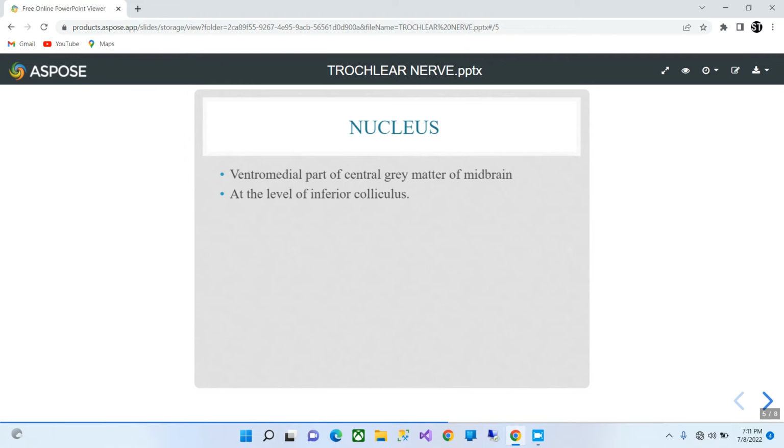Next we see about the location of nucleus. Here the trochlear nucleus is situated in the midbrain at the level of inferior colliculus. The location is accurately pointed out as ventromedial part of central gray matter of midbrain at the level of inferior colliculus, and it is also closely related to the medial longitudinal bundle.